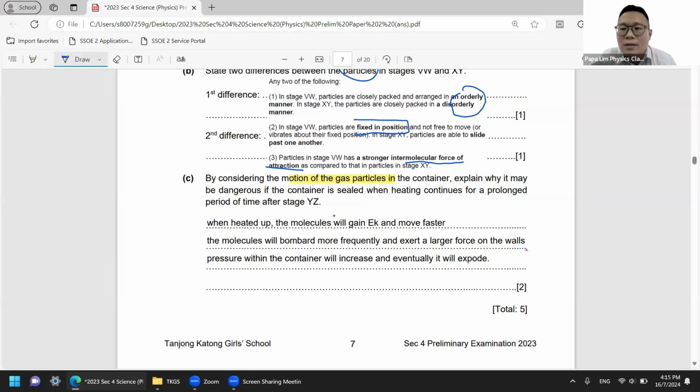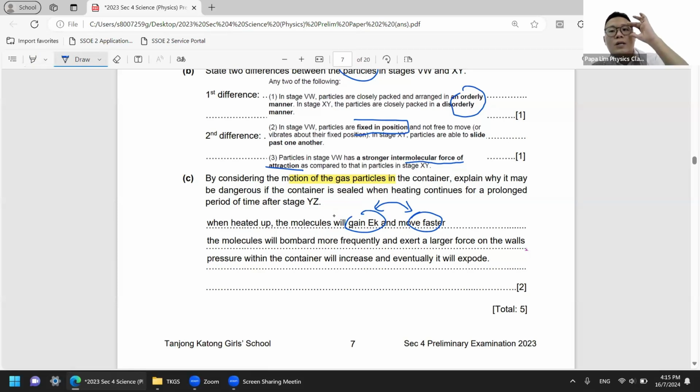Okay, when I start heating up, what happens to the gas particles in the container? For gas particles, you will gain EK and you will move faster. These two are what we know as the keywords, the energy pertaining to the kinetic energy, the energy in the kinetic store. So the kinetic energy will actually increase. And what does it entail? It entails that the particles are actually moving faster.